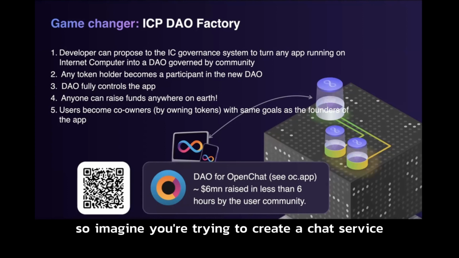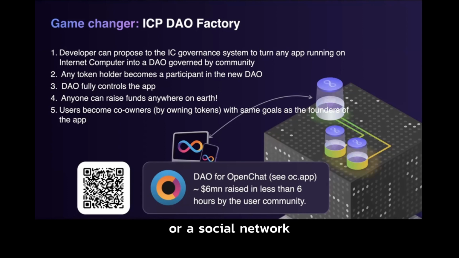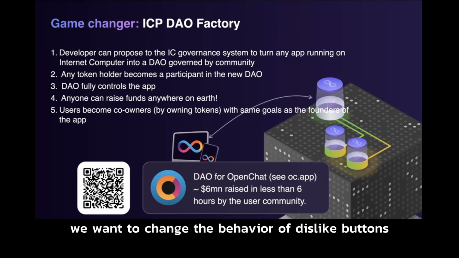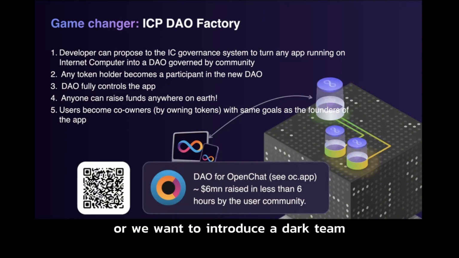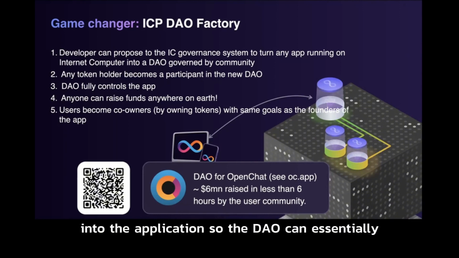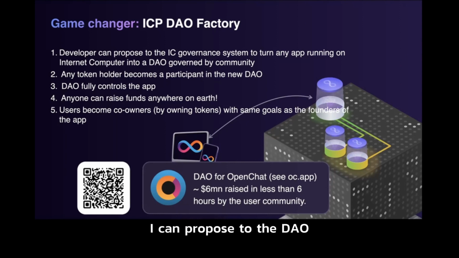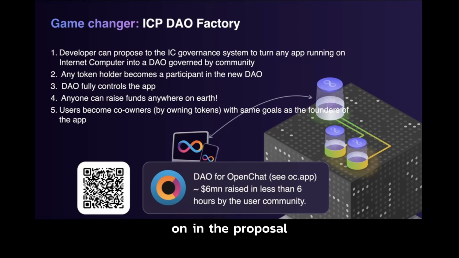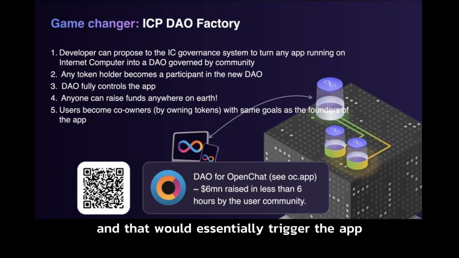So imagine you're trying to create a chat service or a social network. Then you could submit a proposal that, okay, we want to change the behavior of the like buttons, or we want to introduce a dark theme into the application. So anybody who holds tokens can propose to the DAO that they would like to implement that code change, which could trigger the application to update itself. Because the application is completely living on chain, you can embed a code snippet in the proposal, and that would trigger the app to update itself, all governed by the DAO.